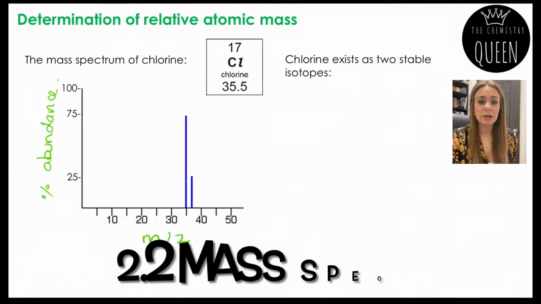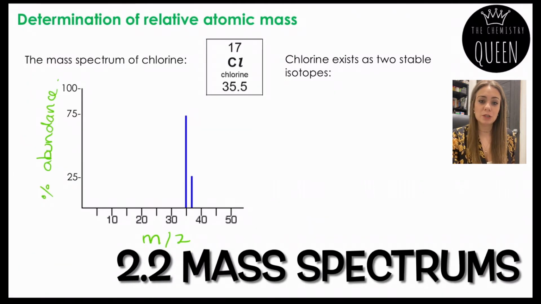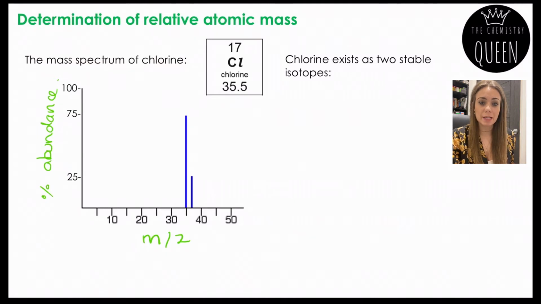In my last video, we looked at the mass spectrometer and how it can be used to analyse samples in order to determine the relative atomic mass of an element. In today's video, we're going to be analysing some mass spectrums of two common elements. We're going to start by looking at chlorine.